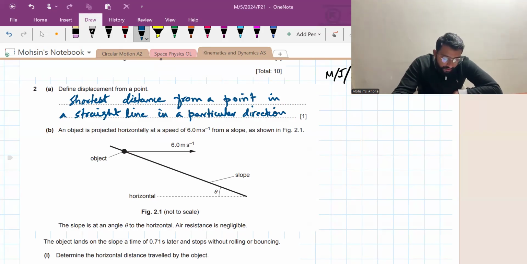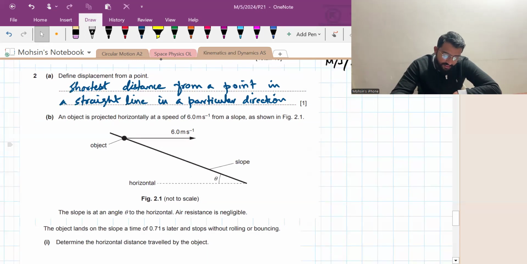Okay, an object is projected horizontally at a speed of 6.0 meters per second from a slope as shown in figure 2.1. Okay, this is the direction. The slope is at an angle of theta to the horizontal. Air resistance is negligible. The object lands on the slope a time of 0.71 second later and stops without rolling or bouncing. Determine the horizontal distance traveled by the object.